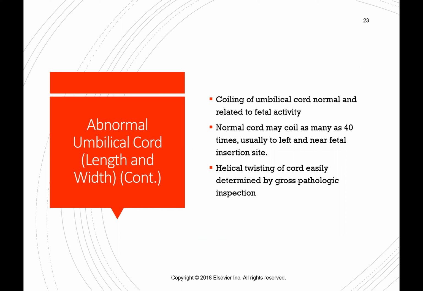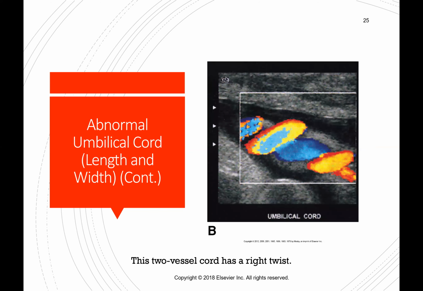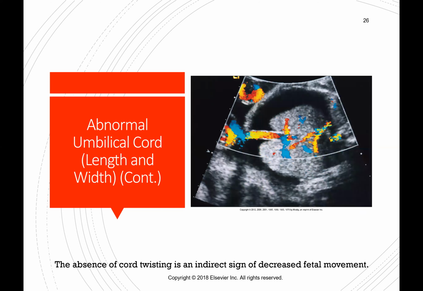If you don't see it, it's more like a straight cord, and that could be associated with trisomies or anomaly or just lack of fetal movement, basically. So this is a left helix of a two vessel cord. Look at it just going. And that's what they look like, and that's normal.